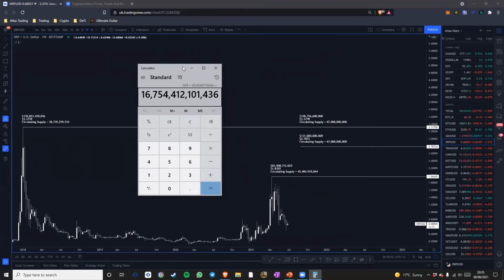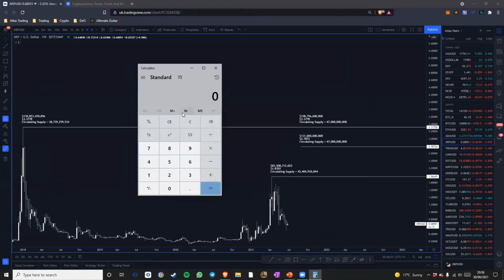That's more than the market cap of gold. With the current supply, that's more than the market cap of gold. Now, if anybody can justify that to me, even within the next 5 or 10 years, or maybe even the next 50 years, I cannot see XRP taking a bigger market capitalization than gold. The math just does not add up to me.